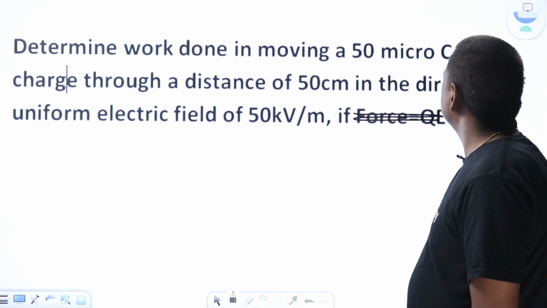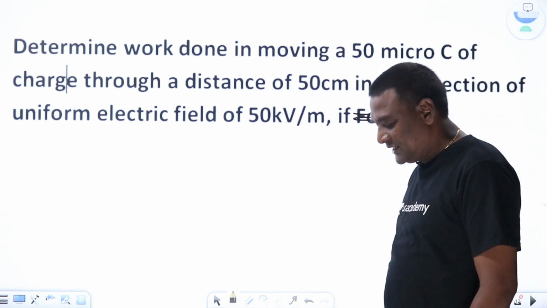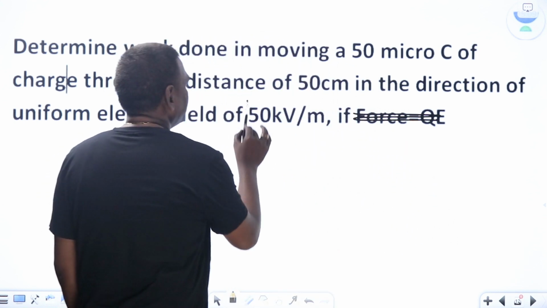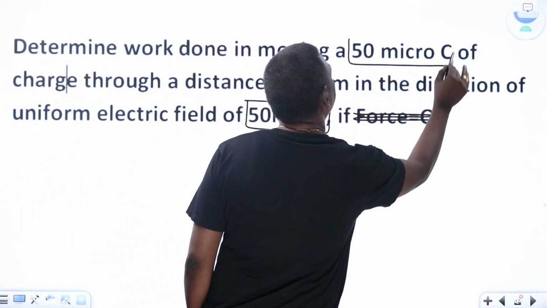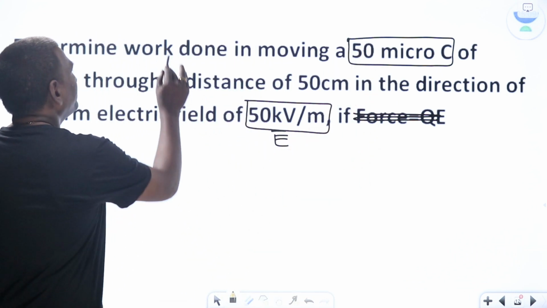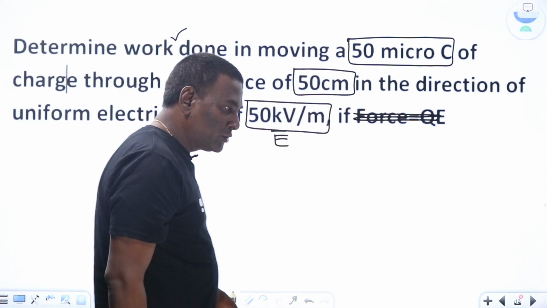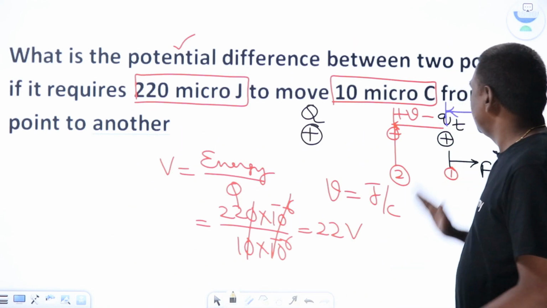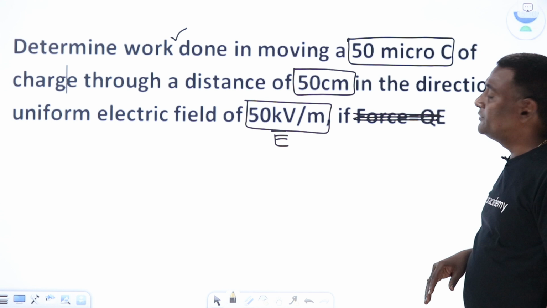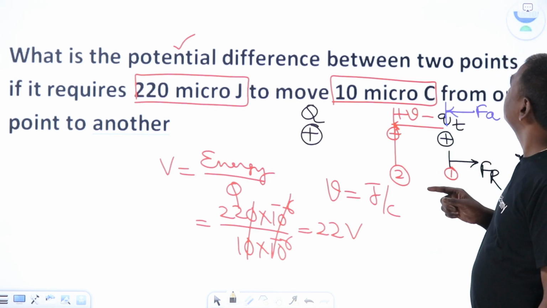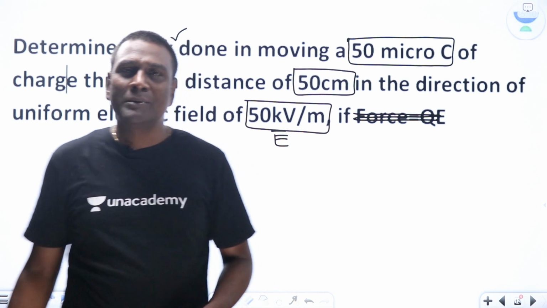Determine the work done in moving a 50 microcoulomb charge through a distance of 50 centimeters in the direction of a uniform electric field of 50 kV per meter. The electric field they have given, which is nothing but E, and the charge, 50 microcoulombs. We have to determine the work done, in the sense of energy, and the distance they have given is 50 centimeters. Let me go to my previous slide. See here, this distance is 50 centimeters, the electric field strength is 50 kV per meter, and this charge magnitude is 50 microcoulombs.